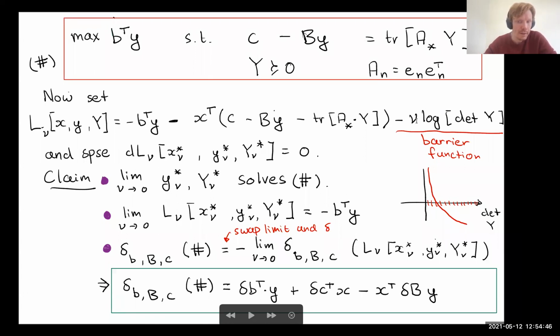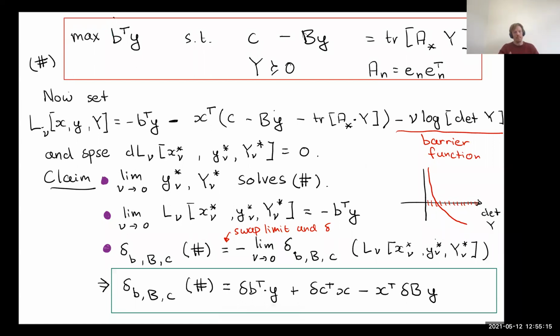Now, what happens in practice if I send nu to 0 is you say, oh, it may vanish, but actually the determinant of Y can become singular. But we can show that this is just an extra term that's basically of the order nu log nu. And so the non-trivial claim is that this vanishes, as nu log nu goes to 0 as nu goes to 0. And so your Lagrangian goes to the objective.